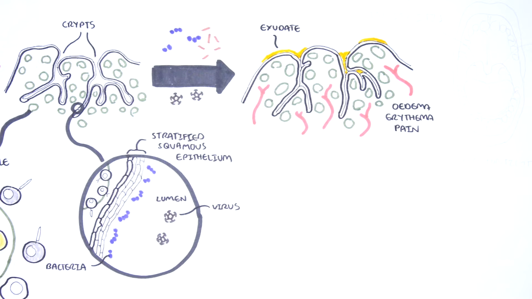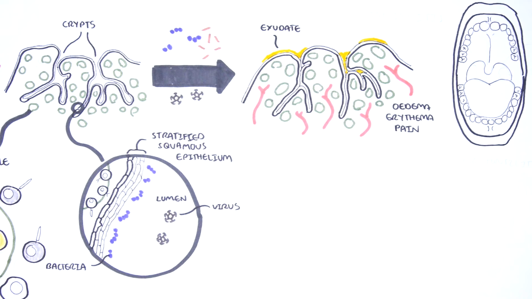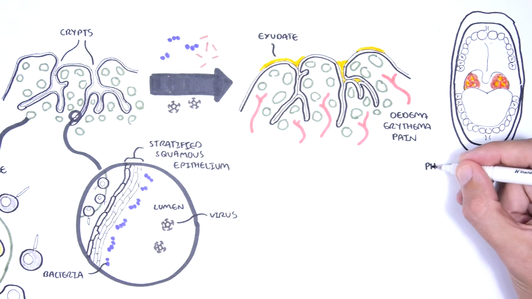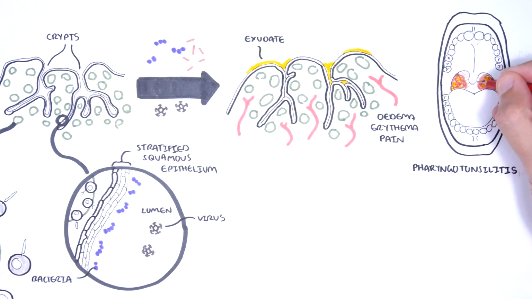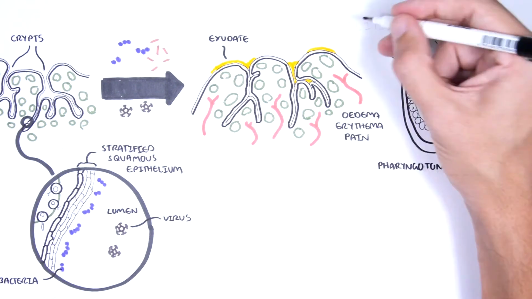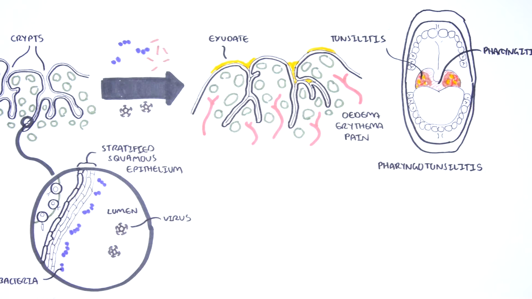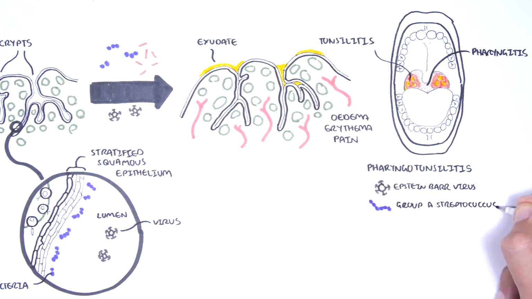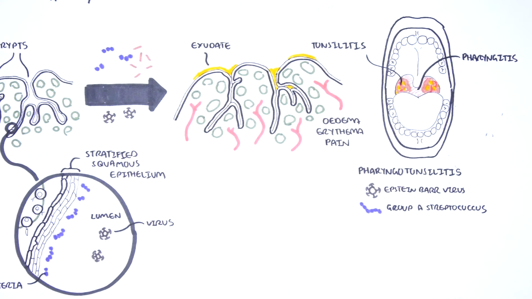So cultures are not often useful in distinguishing the offending pathogen because even if you grow something, they are probably the commensal organisms that live within the tonsillar crypts anyway. Generally, with acute tonsillitis, the pharynx is also inflamed, and so a better definition is pharyngotonsillitis rather than acute tonsillitis. The 2 important causes of tonsillitis to remember are Epstein-Barr virus and group A streptococcus, or Streptococcus pyogenes.